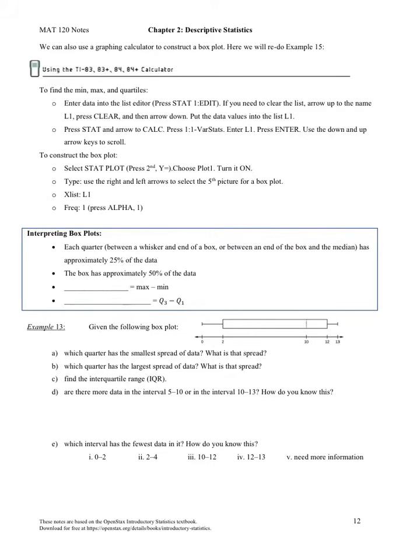Inside this center box here, we list what each quarter of the box and whisker plot represents. So again, the lower whisker is 25% of the data, the left side of the box is 25% of the data, the right side is 25% of the data, and the right whisker is 25% of the data. Whereas within the box itself, that's 50% of your data.